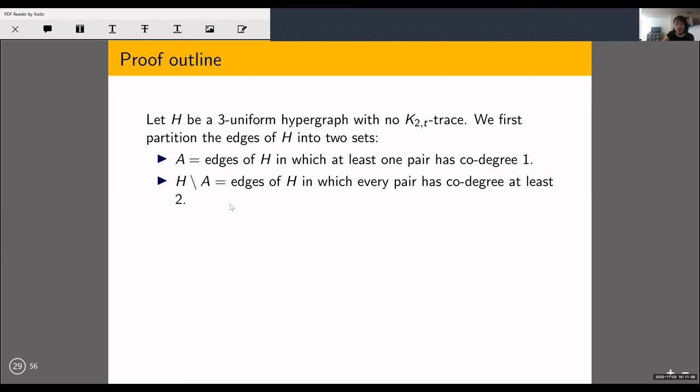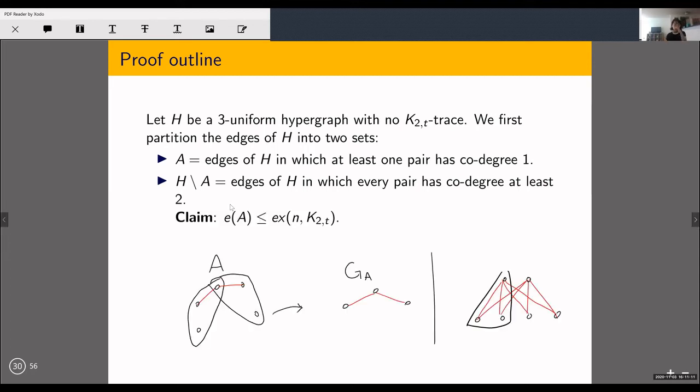Okay, so the first part will be an easy upper bound for the size of A. We claim that the number of edges in A is at most just the Turán number of K2T. And how do we do that? We have these hyperedges in A, and for each one of them, I have a pair with codegree 1. I'm going to take one of those pairs for each hyperedge and then create a new graph using those pairs. This is called G sub A, and it's easy to see that the number of hyperedges in A is the same as the number of edges in G_A. And now what we're going to do is show that G_A cannot contain a copy of K2T, which will give us this upper bound here.